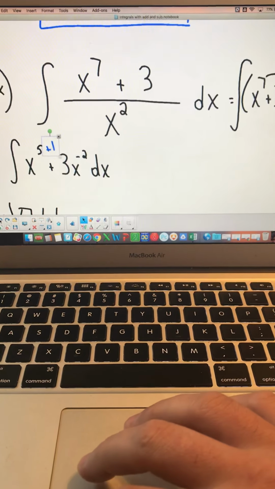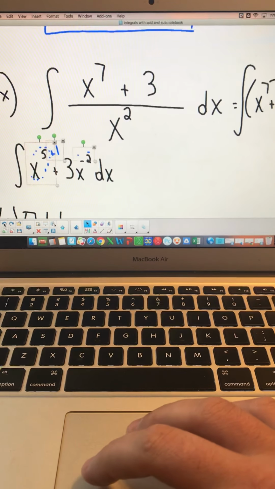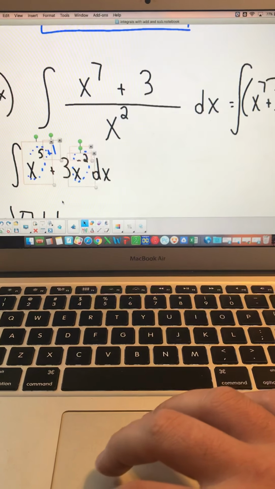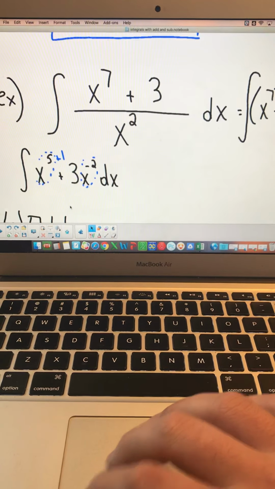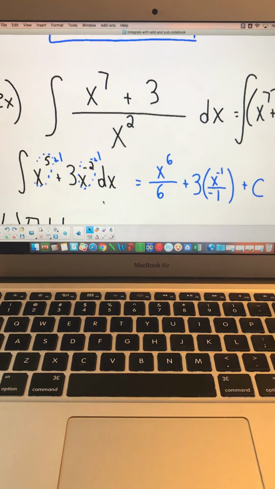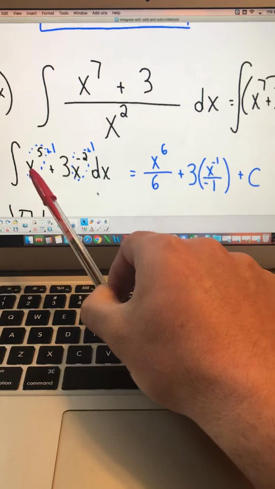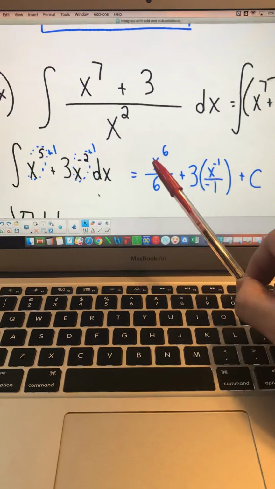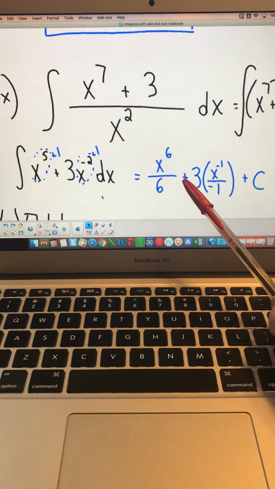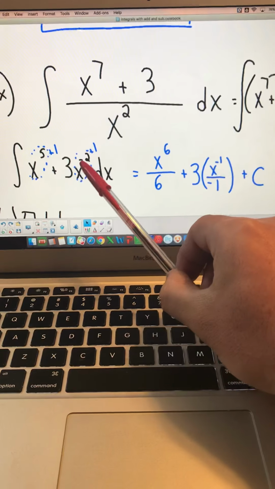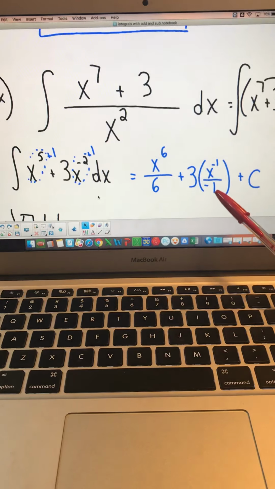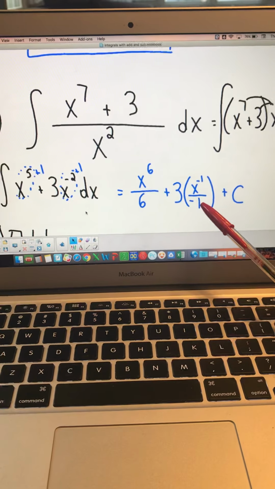So here we go. We're focusing yet again on each piece. Each of the x's. We're focusing on the x's. When we integrate, add 1, put it over the new. X to the 5th becomes x to the 6th over 6. Plus, careful with your signs now, people. Here we go. X to the negative 2nd. When we add 1, x to the negative 1st over negative 1. All right?